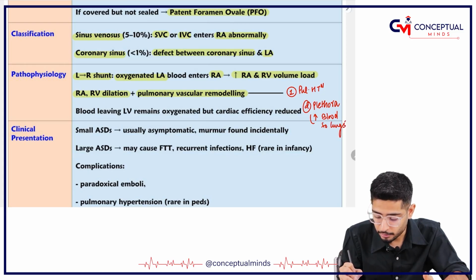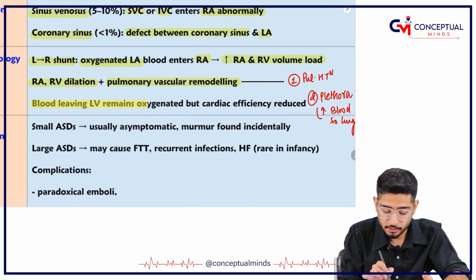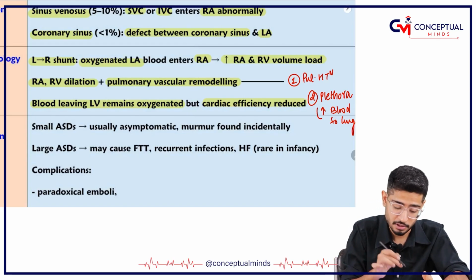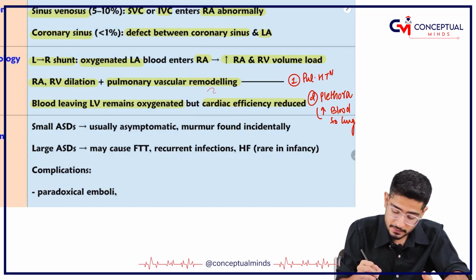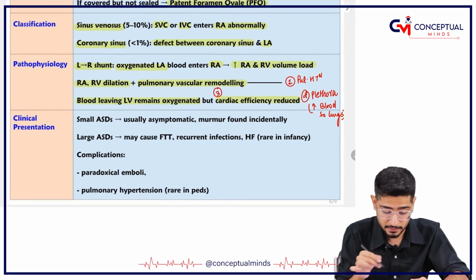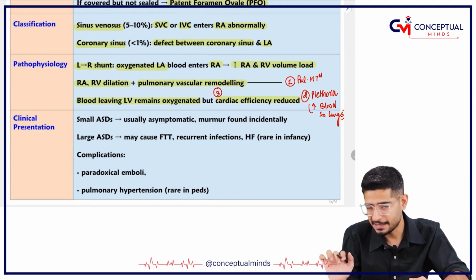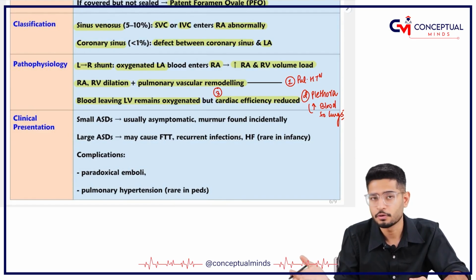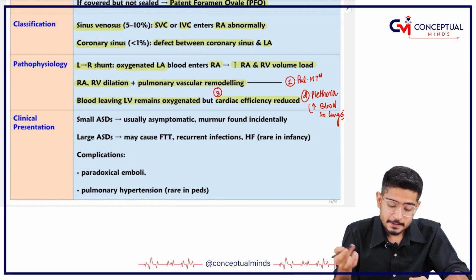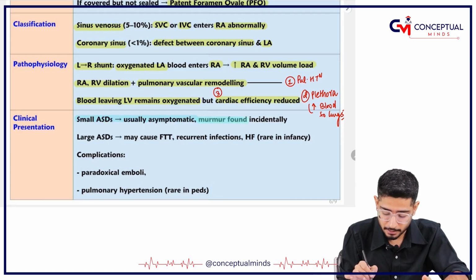And the third, and most important thing, is that the blood leaving the left ventricle, although it is oxygenated, the cardiac efficiency is going to get reduced. So these are the three important changes which you have to understand. Now, please understand, if there is a very small ASD, that means a very small amount of blood is going to come from the left side to the right side. So small ASDs are generally asymptomatic. Incidentally, you might find a murmur or something like that.